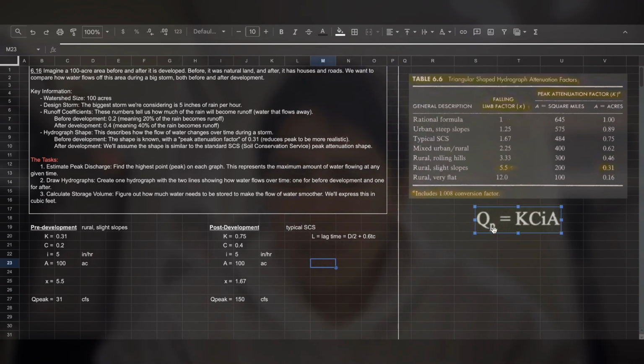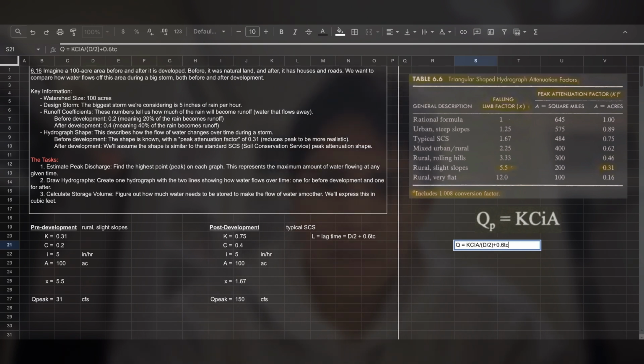So you can use this formula only when the duration equals the time of concentration, which, according to the book, happens only for storms that are about 20 minutes. So if the storm is longer than 20 minutes, you might want to use this other formula, which is the same, Q equals KCIA, but all of that divided by the duration of our storm over 2 plus 0.6 times our time of concentration. So it's divided by all of this.